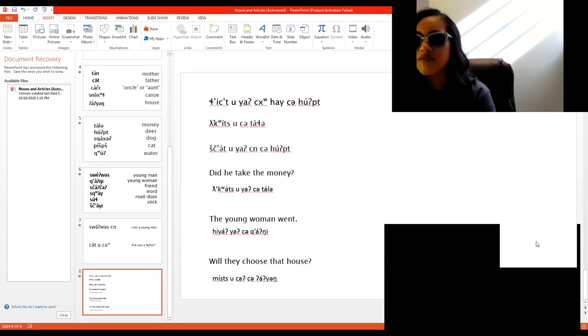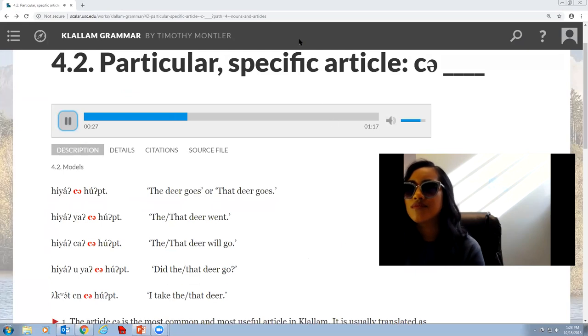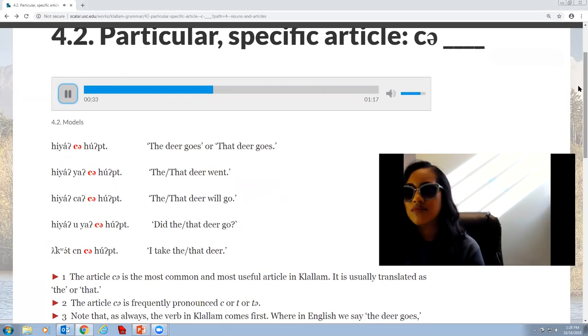I wanted to go over this. This will be on chapter 4.2. Did that deer go? Yeah, we have to hope. Yeah, I like to hope. Did you say it again? Did the deer go? Yeah, the hope. That's a question?